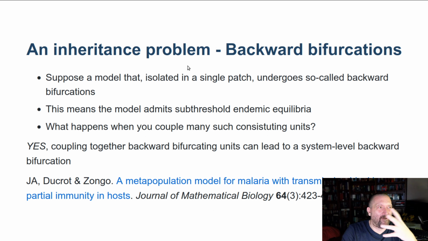Let me look at another inheritance problem. So backward bifurcations that you will see in another lecture. I believe it's lecture 9. So suppose, without getting into details, I have a model that exhibits backward bifurcation when you look at an isolated model with a single patch. Okay. So I can have subthreshold equilibria. What happens if you can couple such patches? We showed with Ducrot and Zongo that indeed, if you have a backward bifurcation as a single patch, then you can have backward bifurcation in a metapopulation system. So this is an inheritance. This is a dynamic property that's a bit more complicated than a single simple switch between behaviors. That dynamic property carries through from the individual level to the global level.